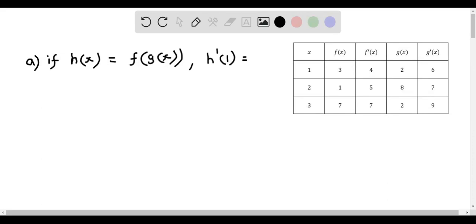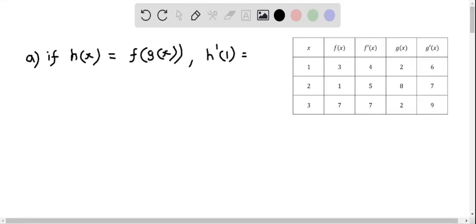Let's do part A. We are given the composite function h of x equals f of g of x, and we have to find h prime of 1. For this, first we have to find the derivative of h of x. That is, I find the derivative of h of x, which equals h prime of x. And this equals the derivative of f of g of x. So we write down f of g of x, and we find its derivative.